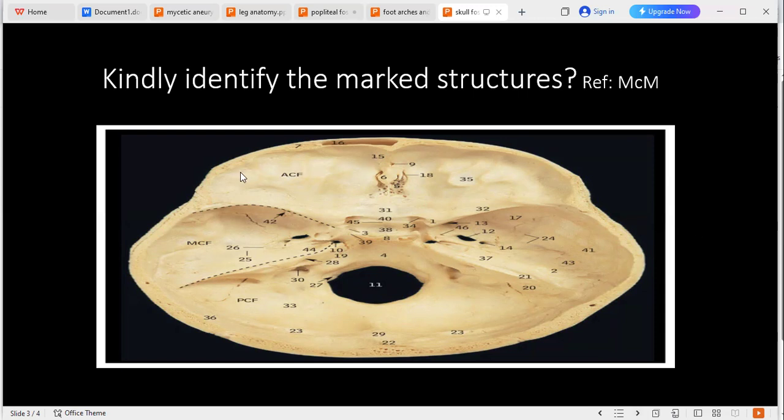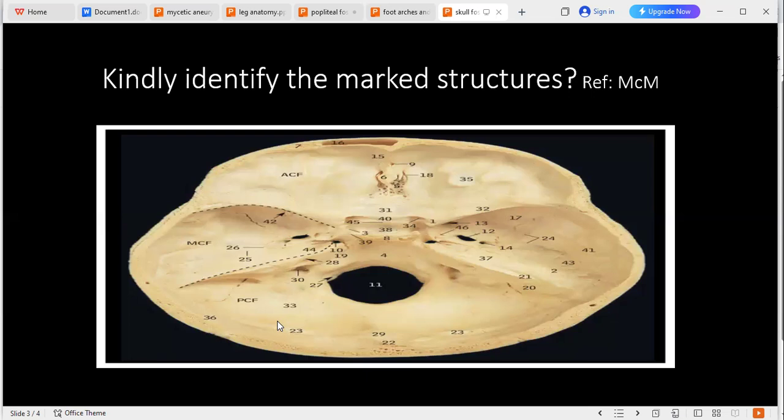Can you tell me what you understand by ACF, MCF, and PCF? Yes, anterior cranial fossa, middle cranial fossa, and the posterior cranial fossa. Please tell me how this skull fossa is divided into anterior, middle, and posterior parts. Yes, anterior cranial fossa is bounded anteriorly by the frontal bone, laterally by the ethmoid bone, and posteriorly by the sphenoid bone.